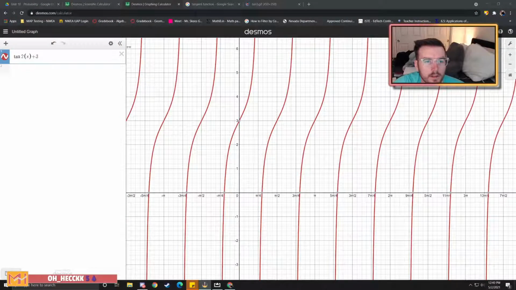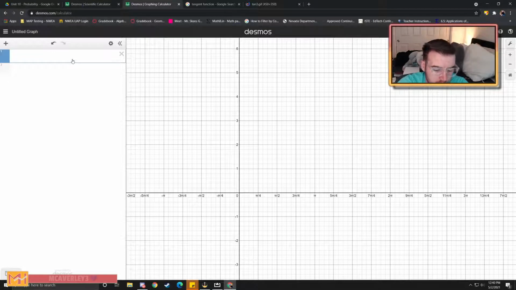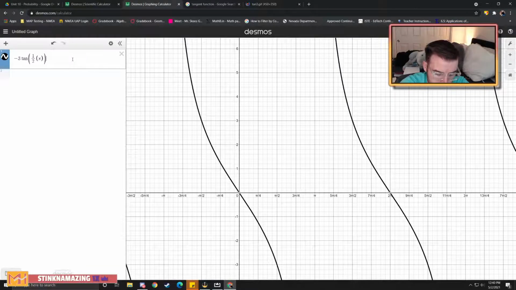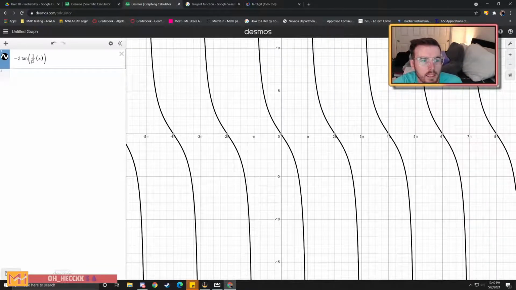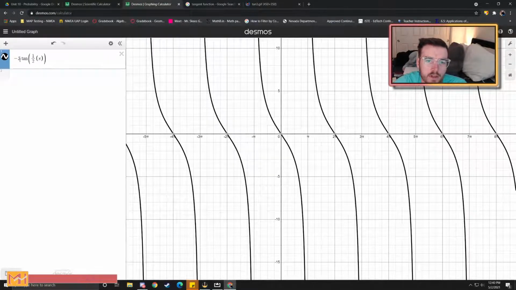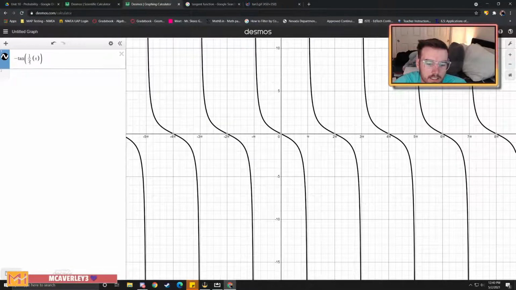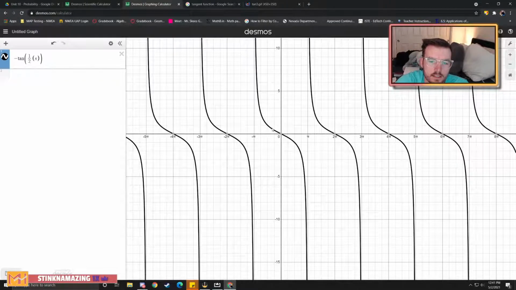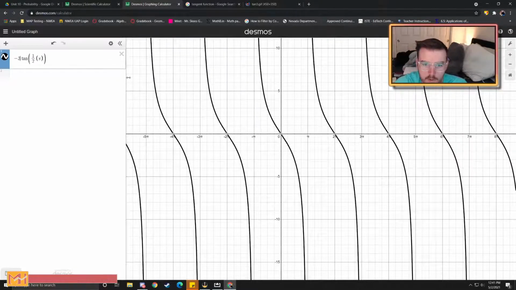If I open up this right here, I'm going to have negative 3 tangent 1/2 of x. Take a look at what happens when I get rid of the negative: it unflips it. When I get rid of the 3, look at that. It gets kind of fatter. So it's making it skinnier here, so to speak. It's more of a straight line. This one kind of curves and then goes up. This one is a little more fluid, so to speak.